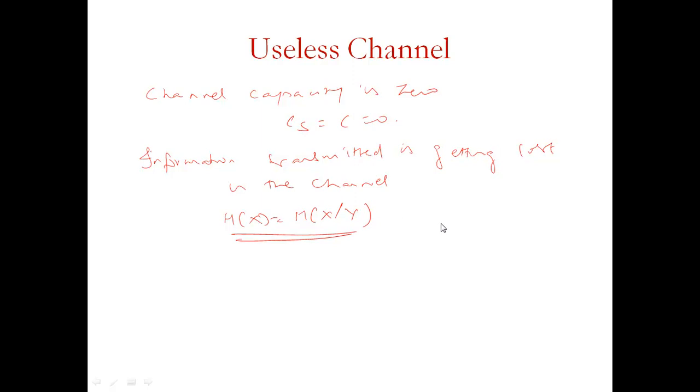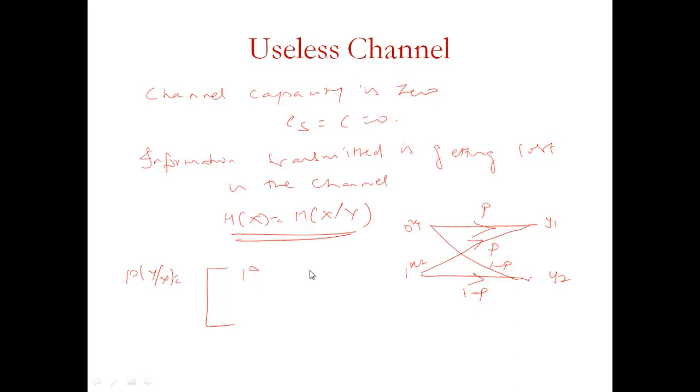Something like this, say for example you are having 0 transmission with the probability P. 1 transmission is also with the probability P, and 0 as 1, say this is x1, x2, y1, y2, with 1 minus P. Here also with 1 minus P. So here you will have the channel matrix something like this, 1 minus P. Here also it is P. So this is an example of a useless channel.